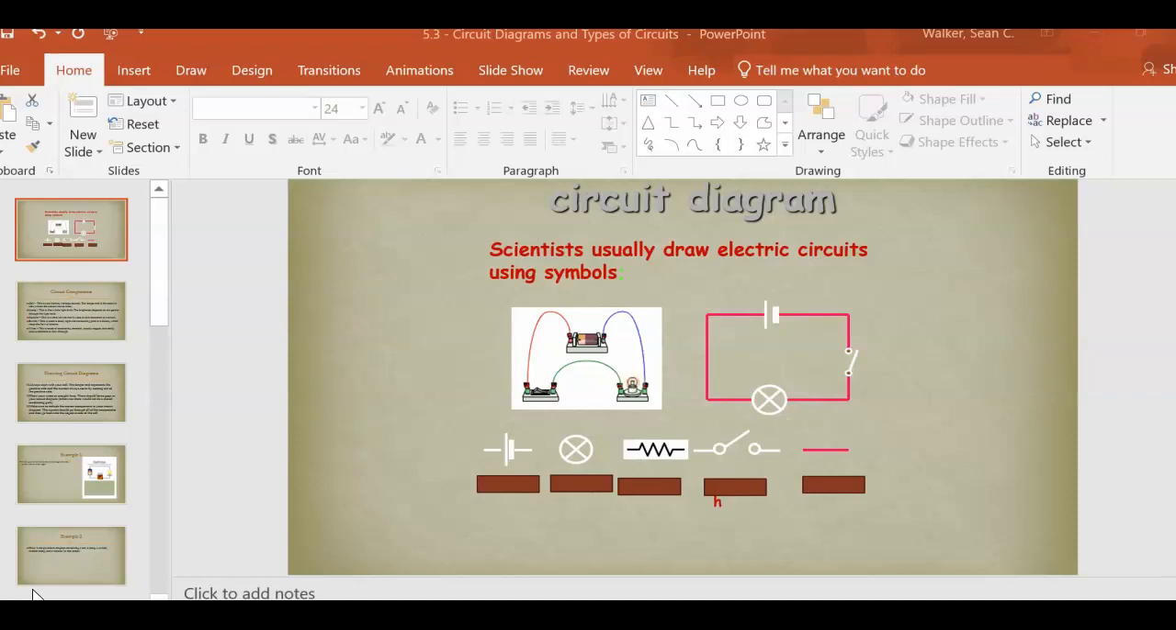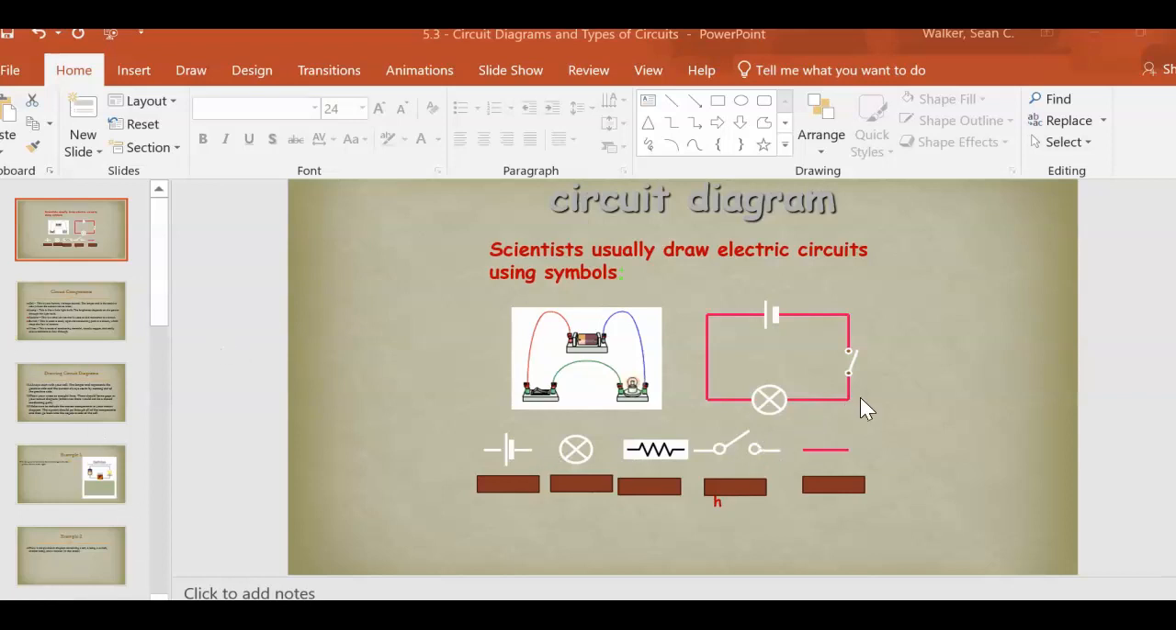Okay, so in this video we're going to start talking about circuit diagrams. We've been talking about components of a circuit for the last couple of videos, but in this video we're going to start looking more at how you actually draw circuit diagrams and how you interpret them. Then we'll also talk about different types of circuits, like series and parallel circuits, later on.